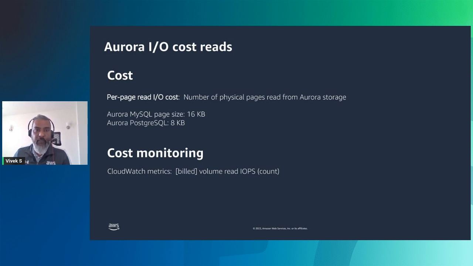So it does not matter. It is going to scan one tuple or one row from each page. It depends on the number of the pages scanned for the read workload, and that defines your read IOs. And how to monitor the cost for the read IOs? We have a CloudWatch metric called billed volume read IOs that tells you how many read IOs have been done on that particular cluster, as well as at the instance level too.